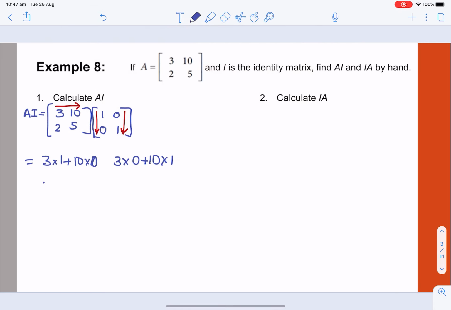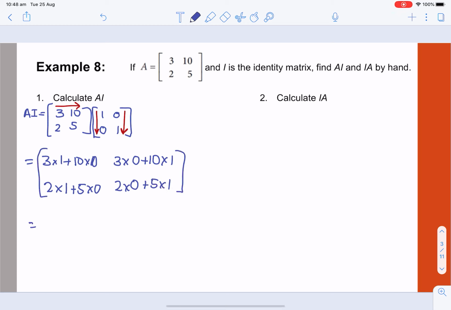And then onto my bottom row, using 2: 2 times 1 and 5 times 0, then 2 times 0 plus 5 times 1. Put a square bracket around it all.